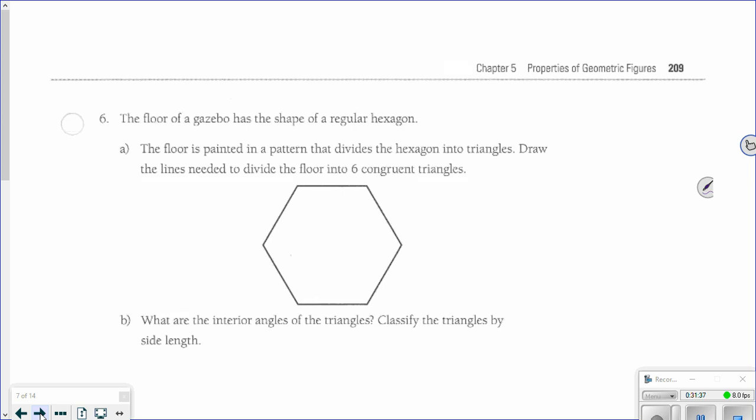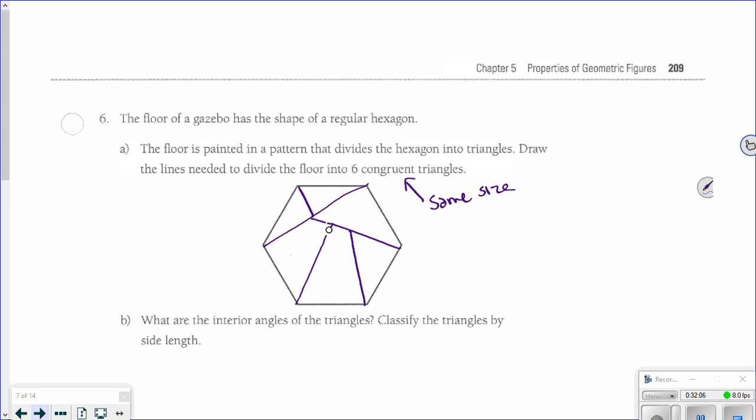The last one says the floor of a gazebo has the shape of a regular hexagon. The floor is painted in a pattern that divides the hexagon into triangles. Draw the lines needed to divide the floor into 6 congruent triangles. Congruent means exact same size. Okay, so I could do 6 triangles by going like this. 1, 2, 3, 4, 5, 6.